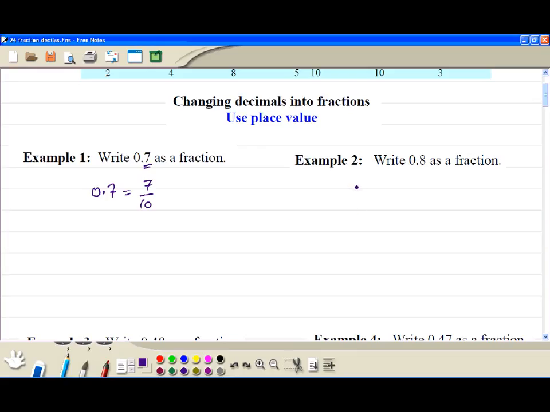Example 2, so 0.8 is written as 8/10, but we can simplify it because both numbers are even. If we divide the top number by 2 and the bottom number by 2, we get 4 on the top and we get 5 on the bottom. So 0.8 is equal to 4/5.